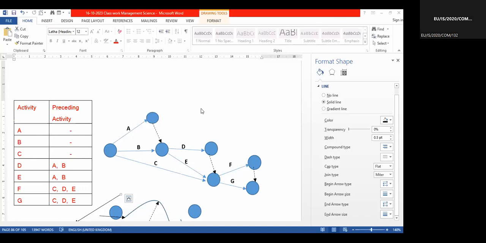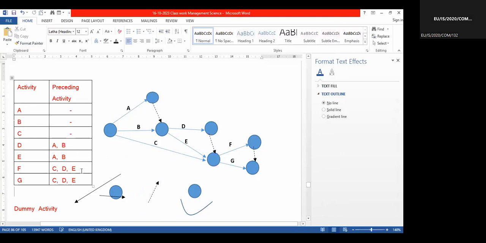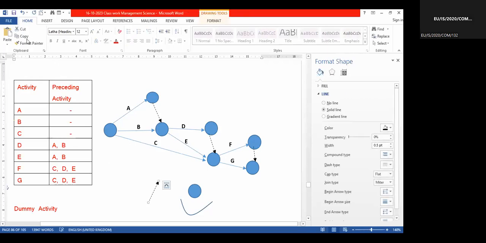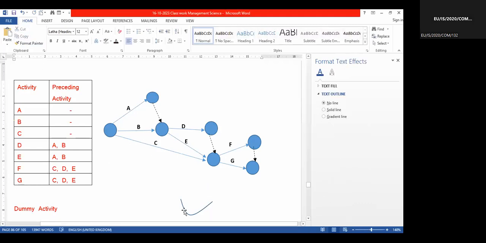How many paths are there in this diagram? 7 paths? 7, sir. 7. Okay, now we'll see what the paths are. 7 paths. Okay.